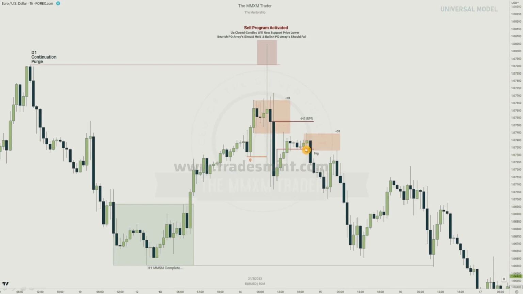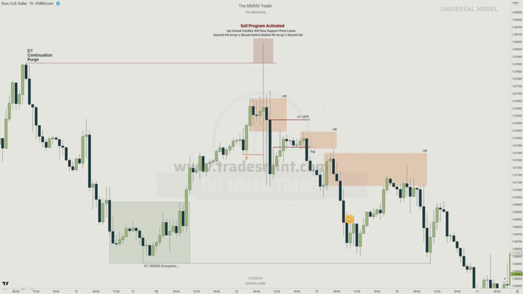set of up close candles over here. This is a bearish order block once again with a fair value gap, so making it even higher probability, right? We tap that order block / fair value gap combination over here, and we start to decline even further. What do we form over here? Another order block, right? All up close candles should support price lower, which it does, right?